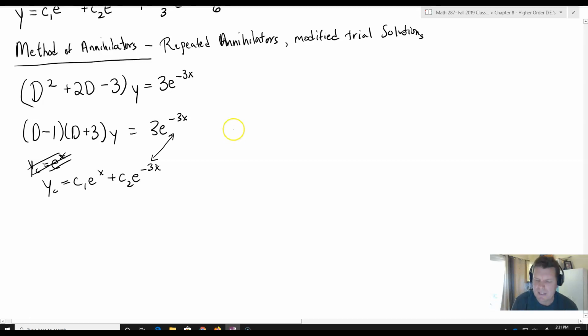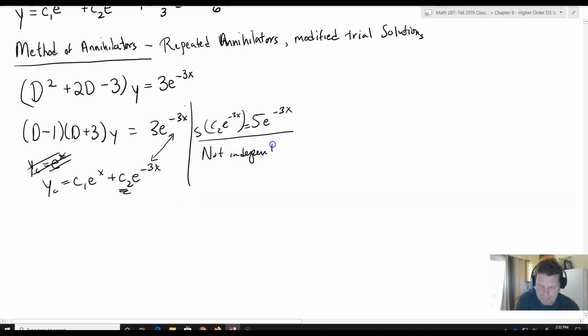I mean, take for example, if we had like 5e to the negative 3x, right? Whatever C2 is, it doesn't even really matter what C2 is, we're going to have C2e to the negative 3x, which is going to be some scalar multiple of 5e to the negative 3x, all right? So you're going to have that kind of scalar multiple, and so consequently, not independent. So that's a problem, right? We need them to be different in some way.